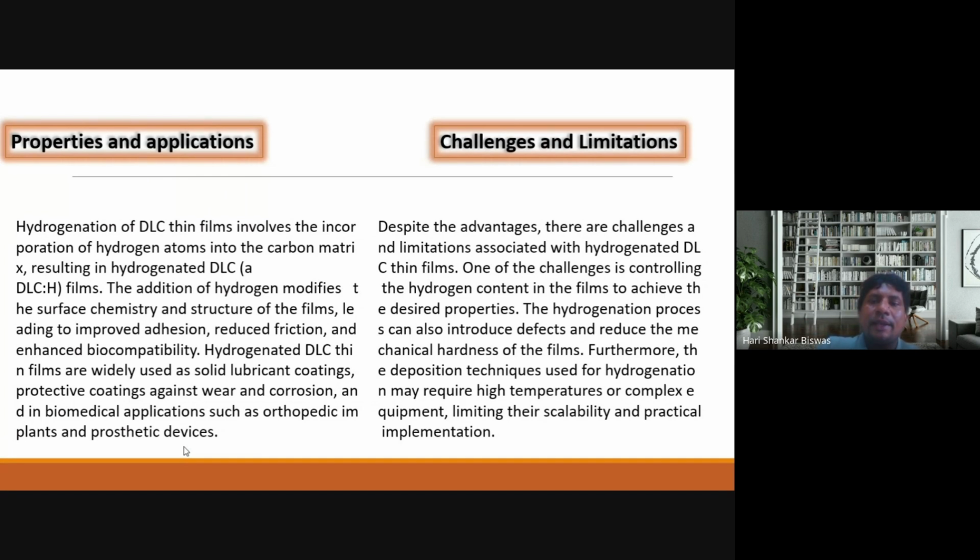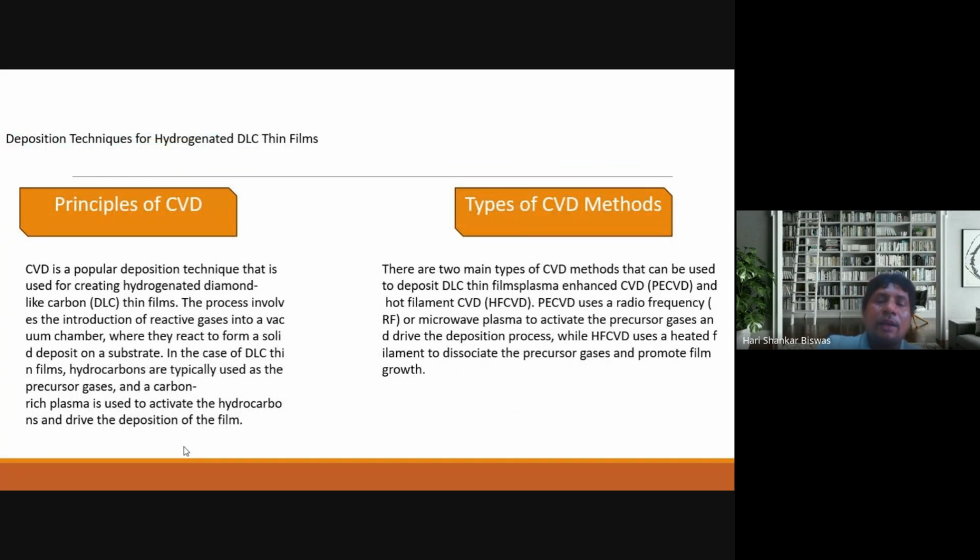Furthermore, the deposition techniques used in hydrogenation may require high temperature or complex equipment, limiting their scalability and practical implementation. For this reason, we use plasma treatment, because plasma treatment does not require high temperature. We can use a low temperature, about 15 degrees centigrade. If we use that, then it is also possible to deposit the hydrogenated diamond-like carbon.